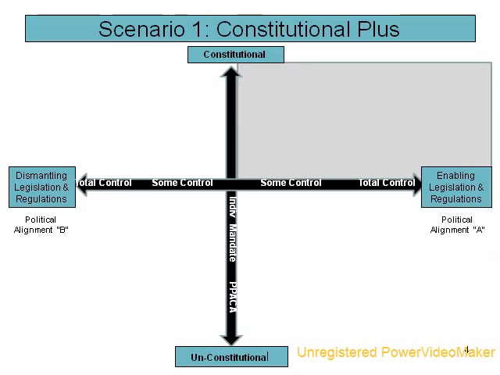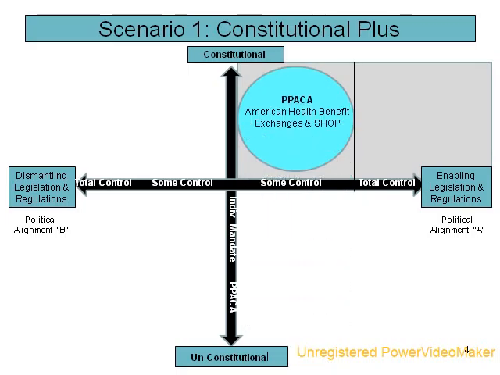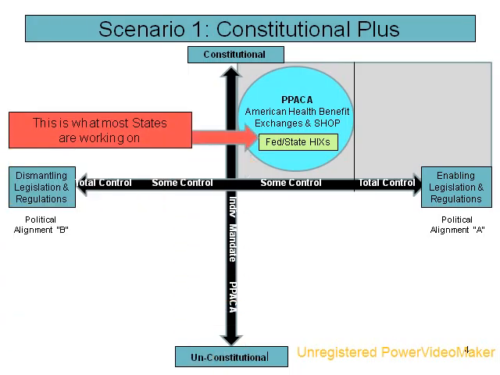Let's take a look at what I'll call scenario one, constitutional plus. In this case, we have the PPACA, or the American Health Benefit Exchange, and the SHOP Exchange, which is the individual and small group. This is where many states are looking at establishing a health insurance exchange. I'll identify this as an HIX, and these would be federal and/or state developed exchanges. This is what most states are actually working on.